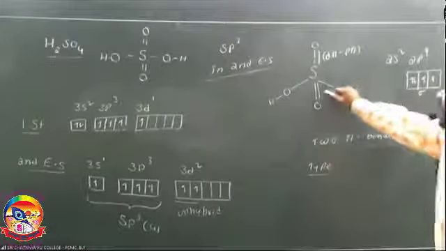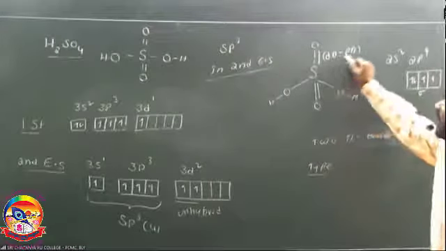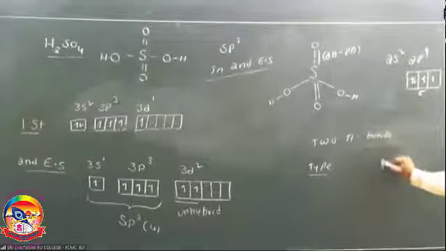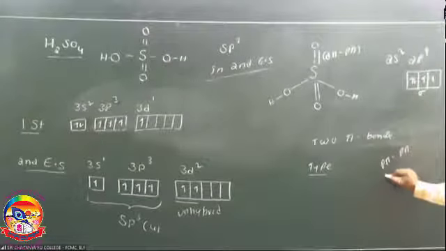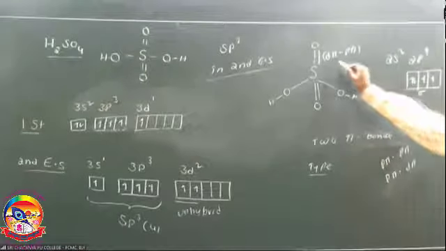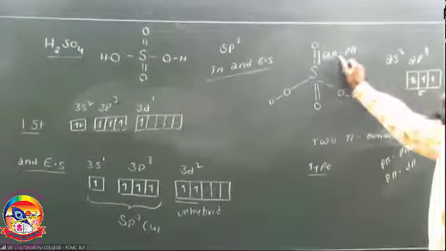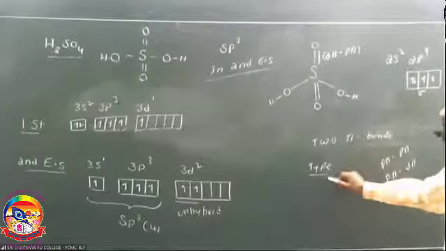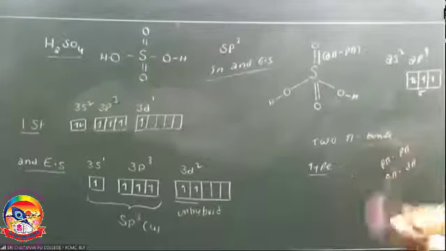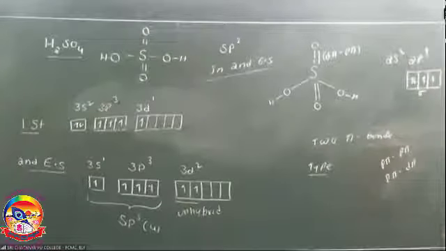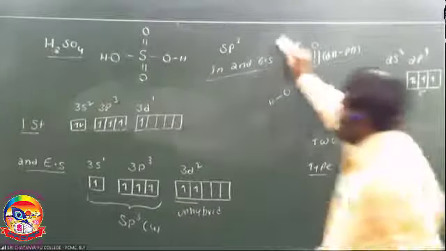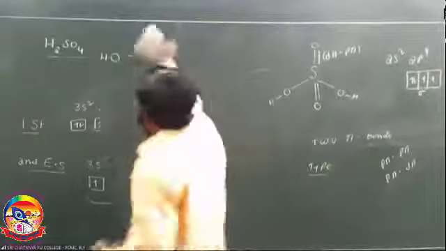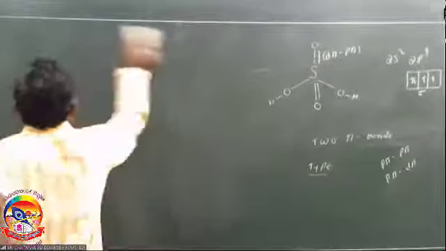Next, which type of pi bond does sulfuric acid contain? p pi p pi or p pi d pi? It contains a p pi d pi bond, or d pi p pi bond. The number of pi bonds is 2. Both the pi bonds are d pi p pi bonds. Okay, this is the structure of sulfuric acid. Next, take another example.